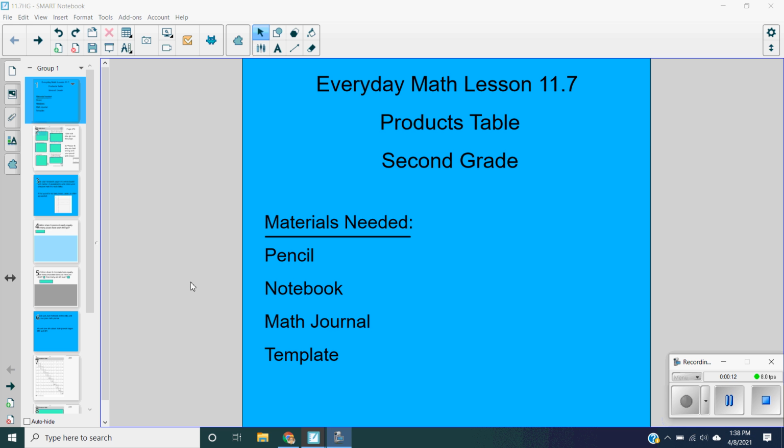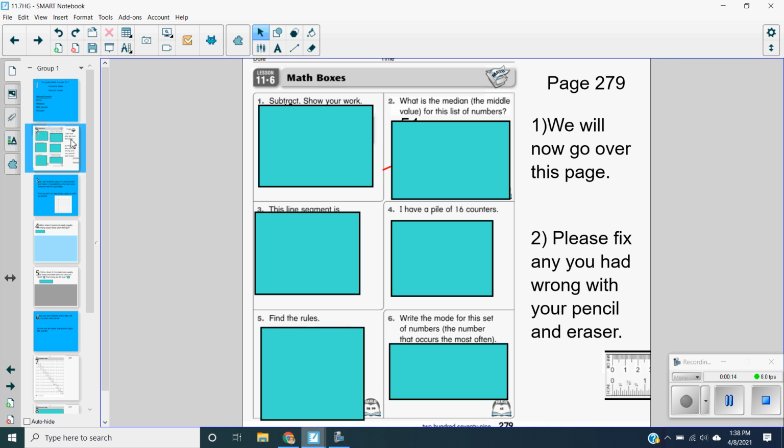Let's get started. The first thing that we're going to do is go over our math boxes from the previous lesson. So if you can open up your math journal to page 279. If you're noticing that you have any mistakes, please fix those with your pencil and eraser. For our first question, we're going to subtract, and I asked that you showed your work.